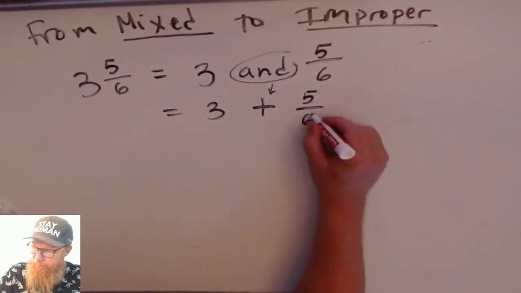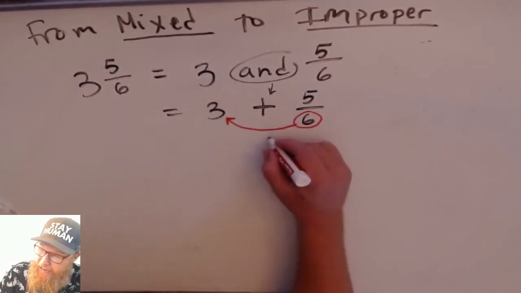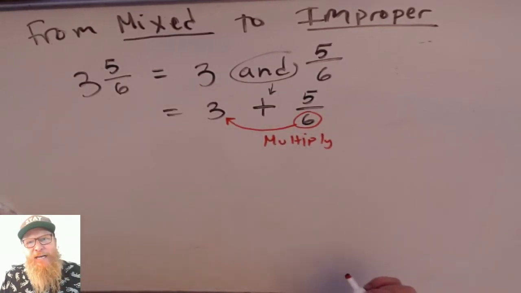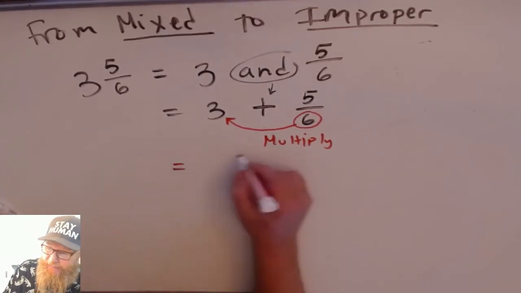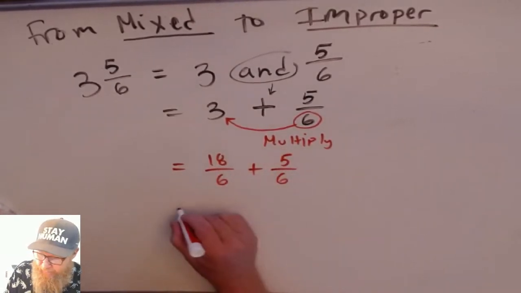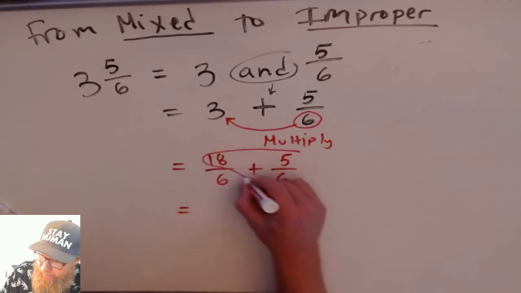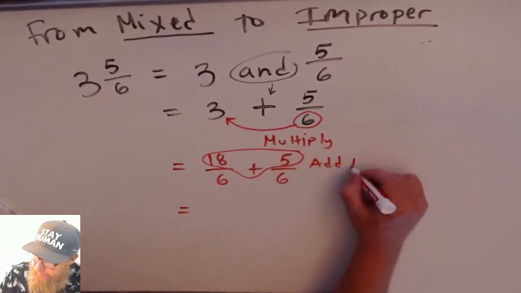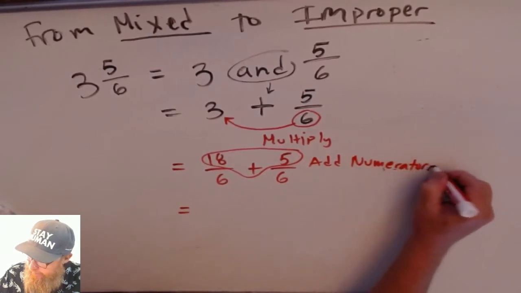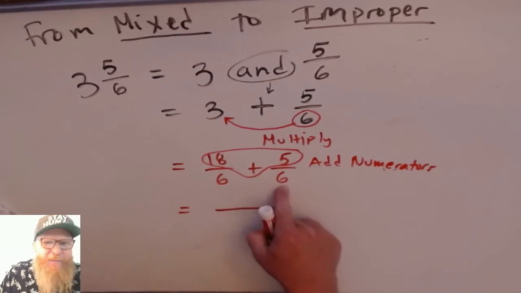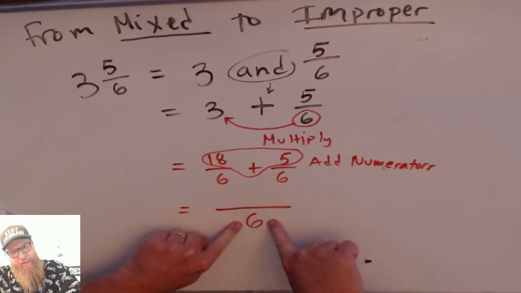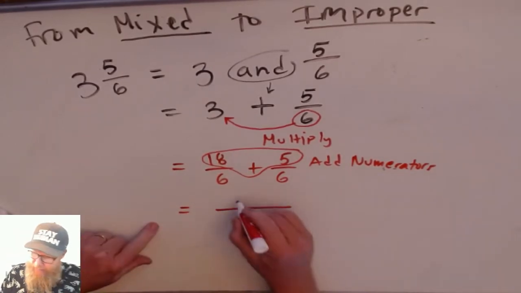Now here's the weird part. Then you multiply 3 times 6. That gives you 18/6. And then you add only the tops. And typically we only write the denominator one time. So this is a 6, this is a 6. You're only gonna write the denominator one time. There you go.